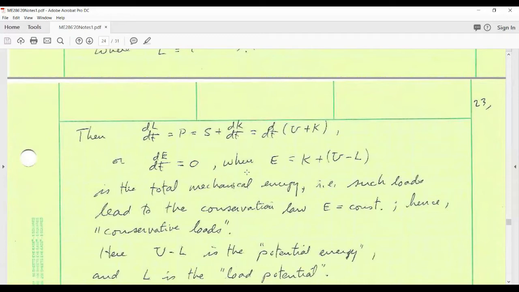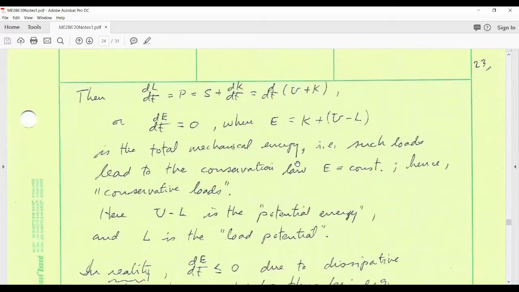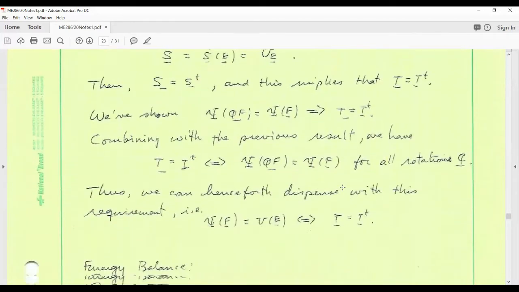So in the case when the applied loading on the body is such as to admit the existence of a load potential, defined such that the power is the time derivative of that load potential, then we have this energy conservation law. Energy is conserved, the total mechanical energy is conserved. And for this reason, such loads that give rise to the statement are called conservative loads.